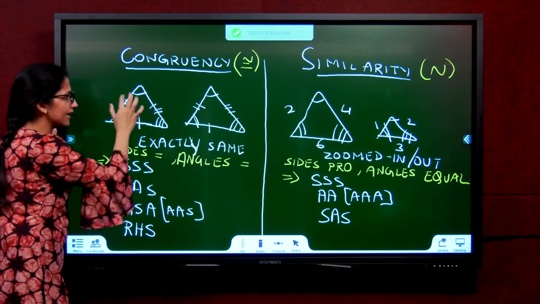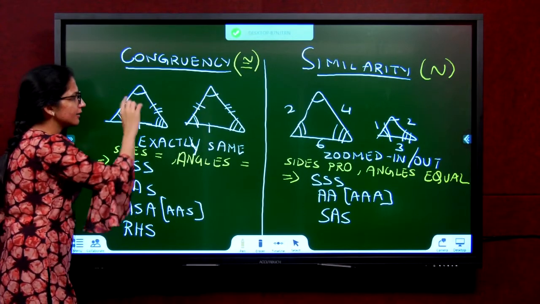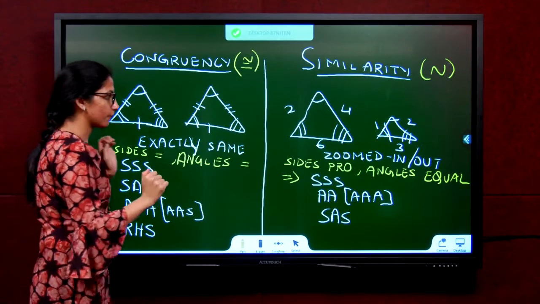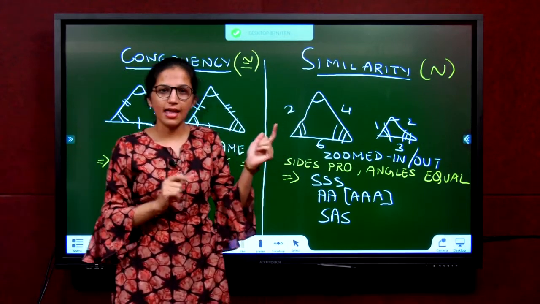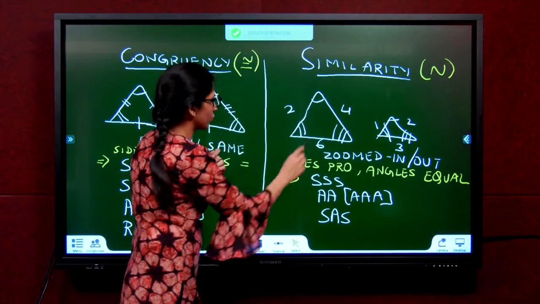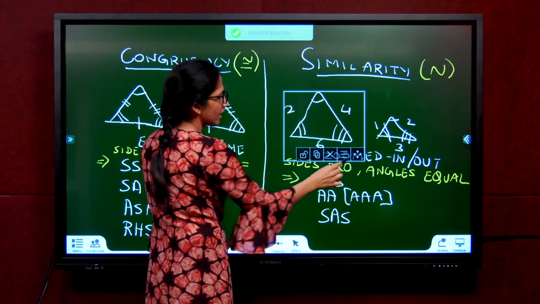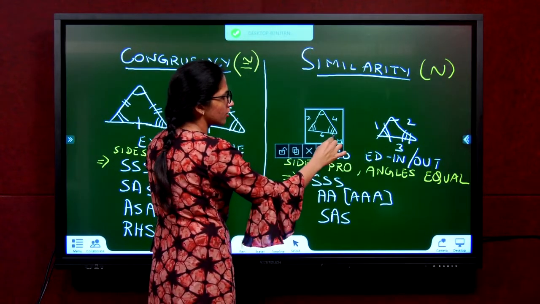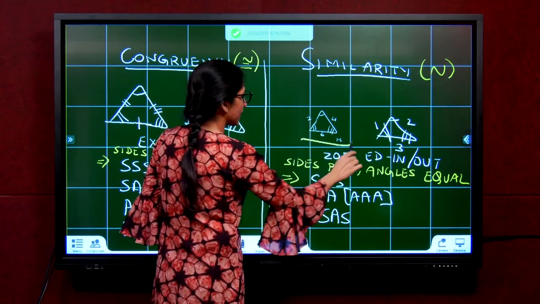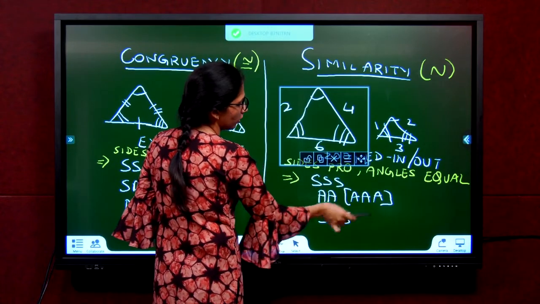That means their sides are equal. This side is equal to this side, this side is equal to this side, this angle is equal to this. Sides are equal, angles are equal. What is similarity then? Similarity means a zoomed in version or zoomed out version. Let us say this is the figure. If I make this smaller, will I reach this? Yes. If I make it bigger, so it's either a bigger one or a smaller one.